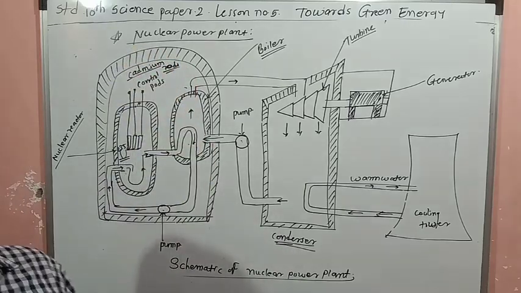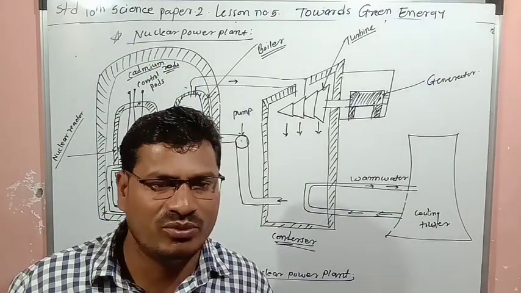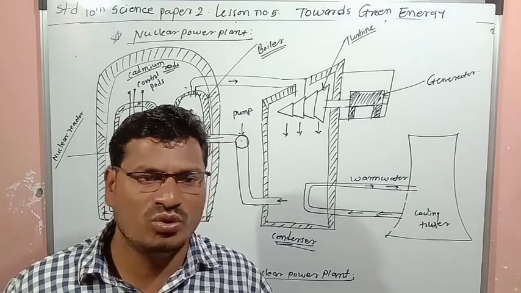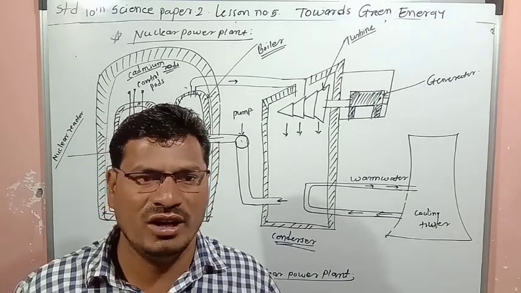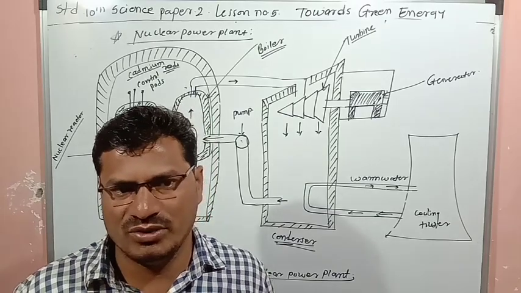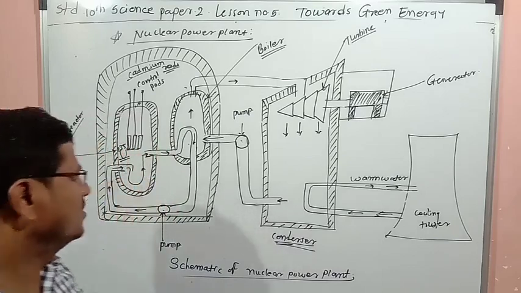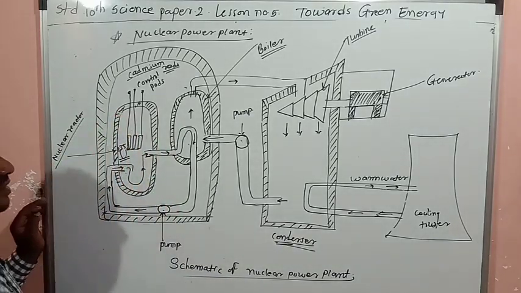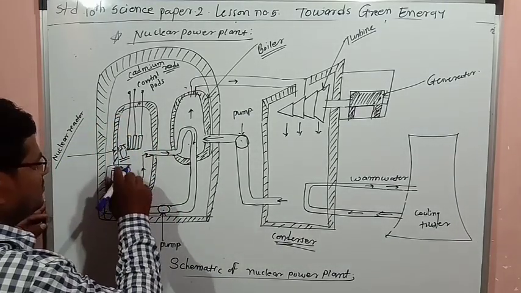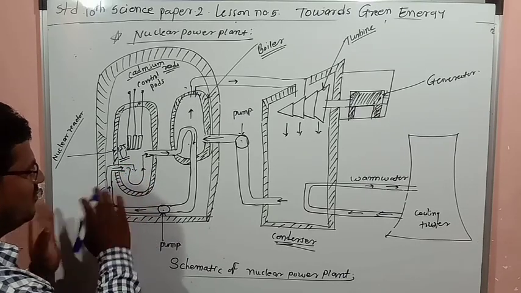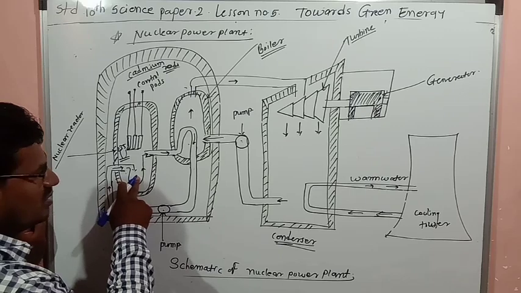Cadmium rods are used to control the nuclear reaction. Whatever neutrons are there, these neutrons are absorbed by cadmium, and because of that, the nuclear reaction will get stopped. Control is done. So here water is taken, and that water is heated, or here a different type of water is used. Deuteric water is used.